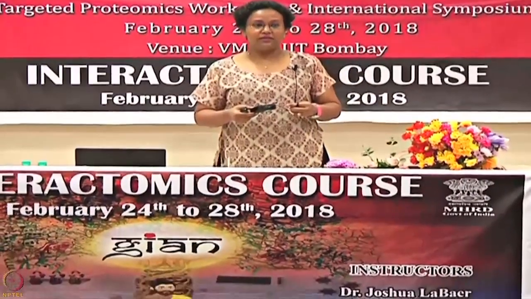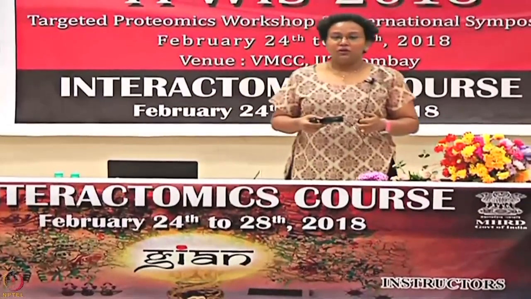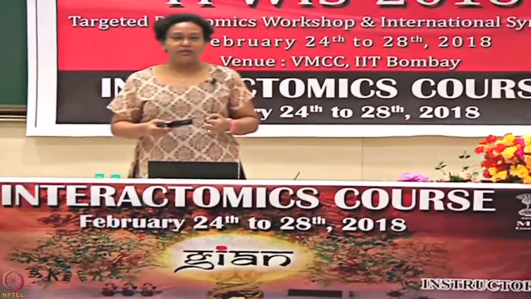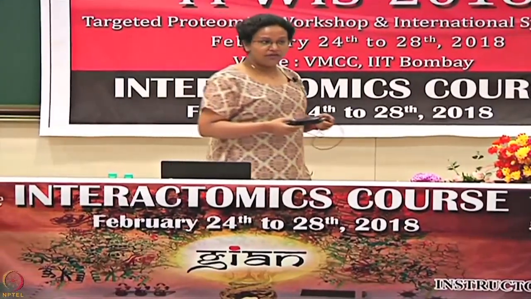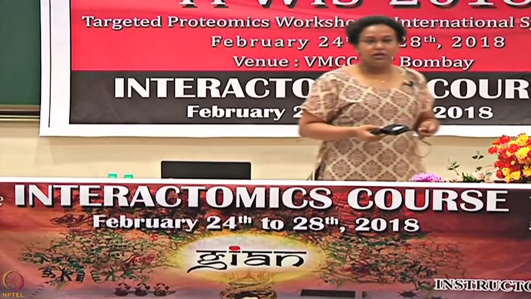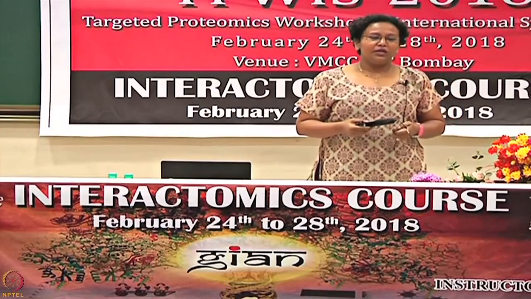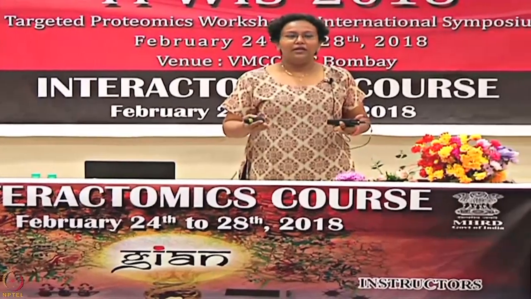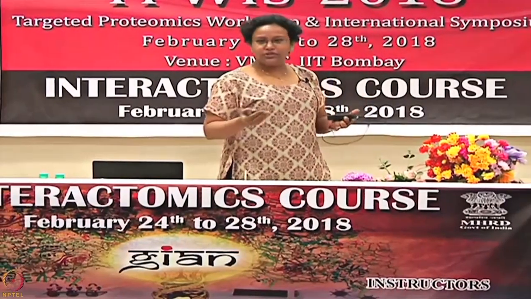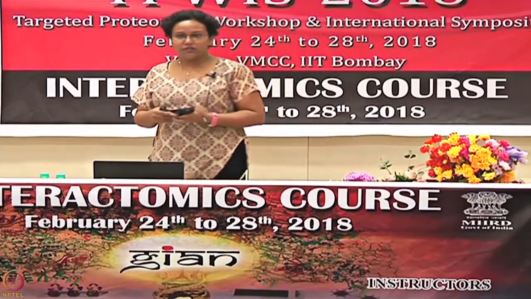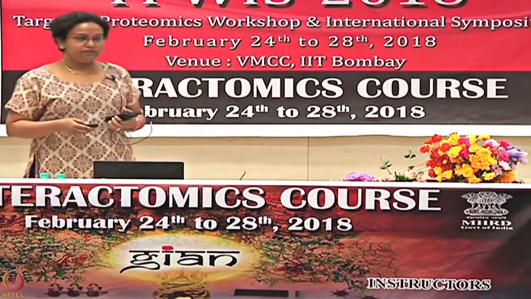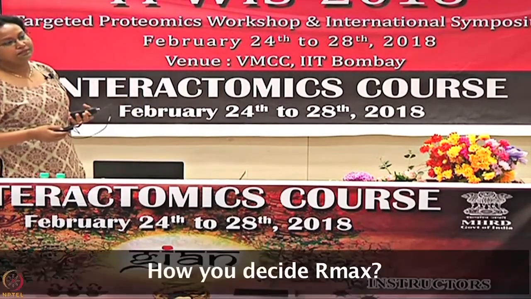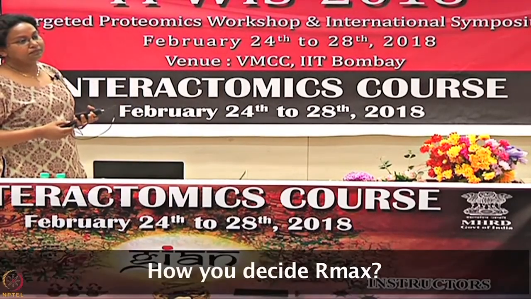600, right? Since your theoretical R max is usually higher than your experimental R max, if it's 600 from the theoretical, I would go ahead and immobilize 700 or 800 to compensate a little bit, and then start the experiment. Is it okay? How do you decide the R max?